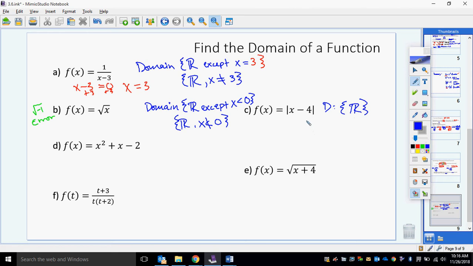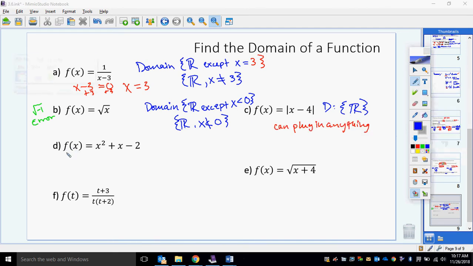Doesn't matter if x is smaller than 0. Doesn't matter if x is greater than 0. Doesn't matter if x is 0. I'm going to get out an answer when I plug in anything for x. Nothing in my calculator is going to say error.